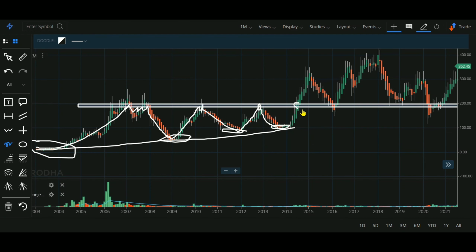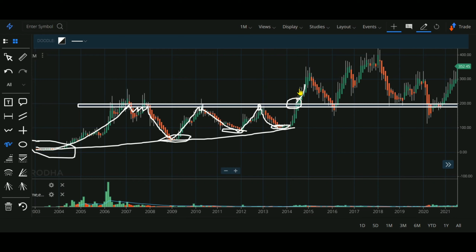Maybe it could have faced a rejection over here and come down somewhere till here, and then gone up again and given a breakout over here. But that has not happened. What happened in this stock was it gave a breakout here itself. Once it gave a breakout here, this resistance zone would turn into a support zone. That's what has happened, right?